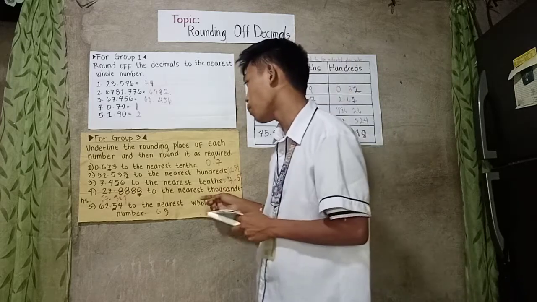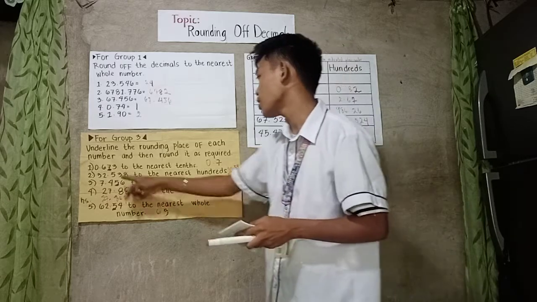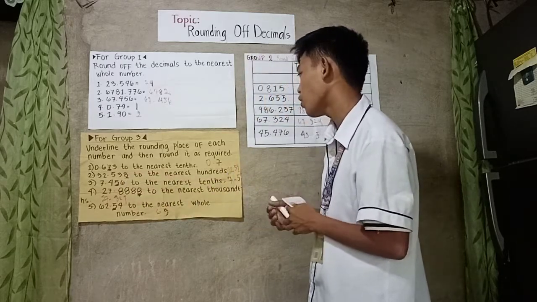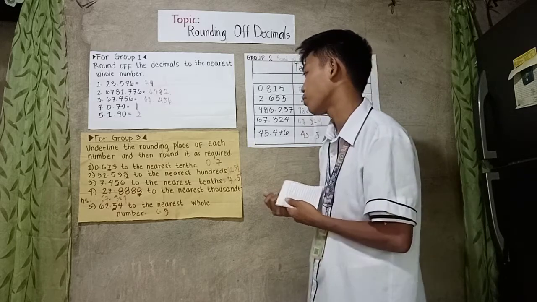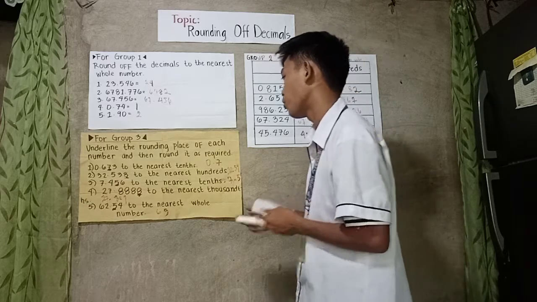Next is 32.538 to the nearest hundreds. So we have ones, tens, hundreds. So the answer for this is 32.54, because 8 is bigger than 5, so it will become 32.54.